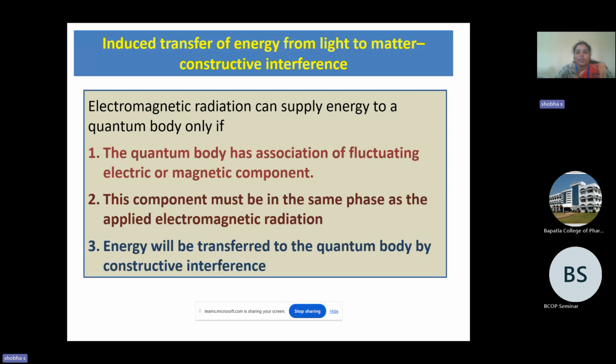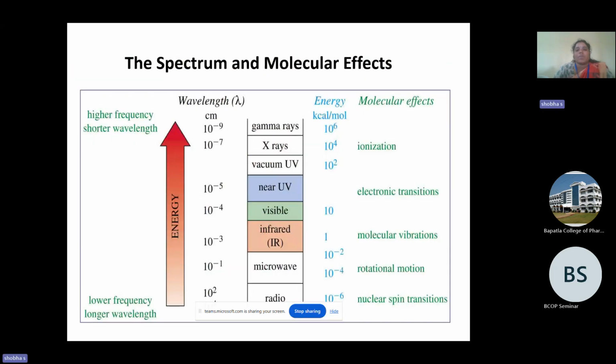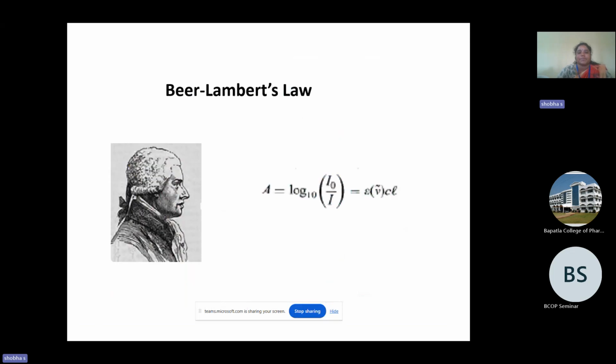Whatever the compound that absorbs the electromagnetic radiation, it won't sit idle. It gets excited, based on its electronic state, from the ground state to the excited state. So this is the spectrum of all molecular effects, how they are going to be there. Coming to IR spectroscopy, it lies in between the visible region and the microwave region. So this is the region where we are going to see IR spectroscopy, how the molecular vibrations are going to happen from shorter to longer wavelength.